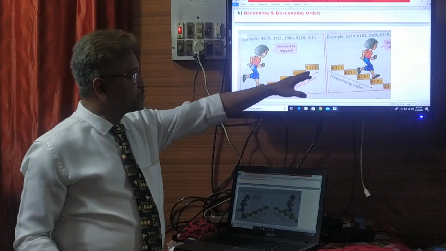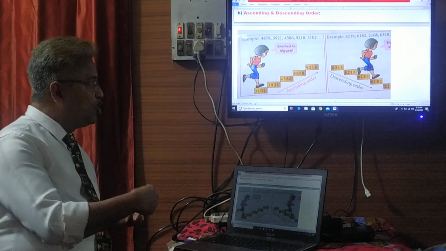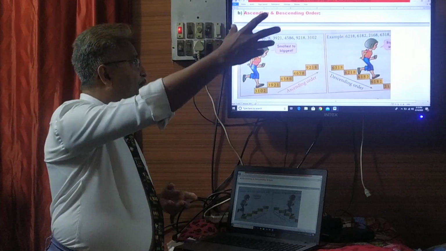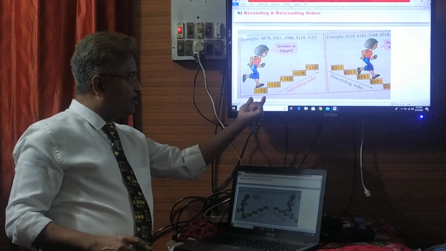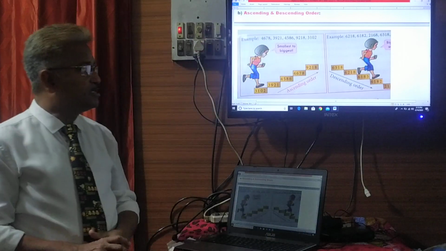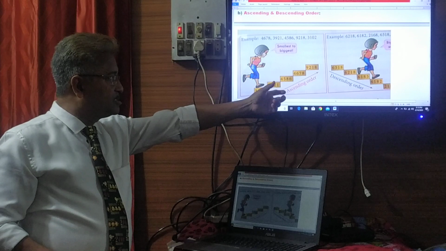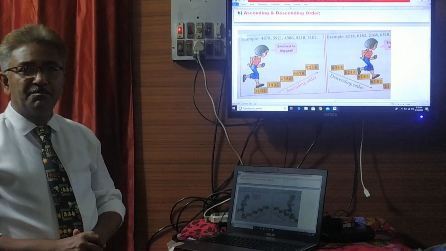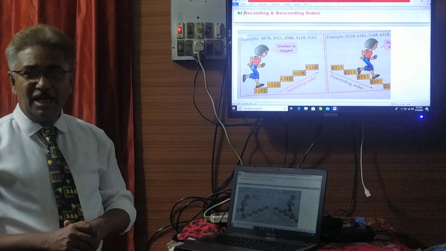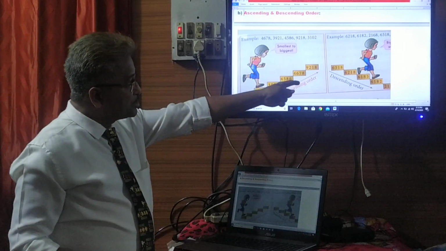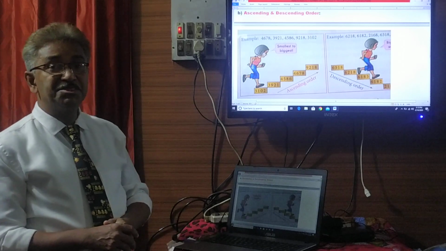Now when it is placed in this order, the girl is stepping from the lower step to the upper step. That means that direction from a smaller number to a greater number is called ascending order. So in the ascending order, we place the smallest number first and the greatest number last. But the opposite happens when we are writing the numbers in the descending order.